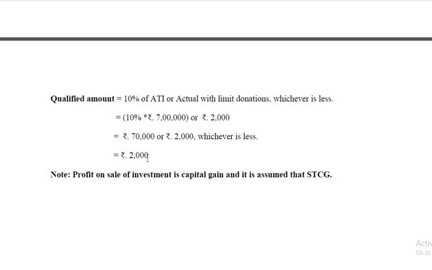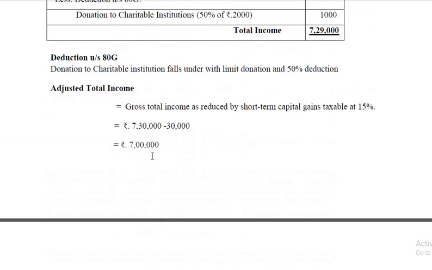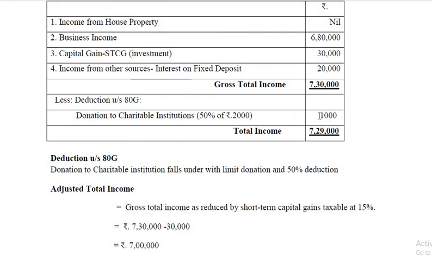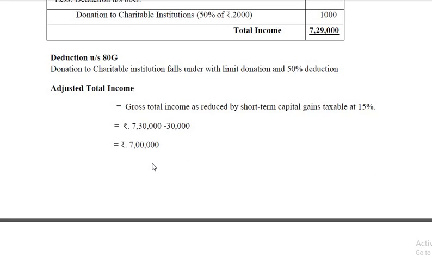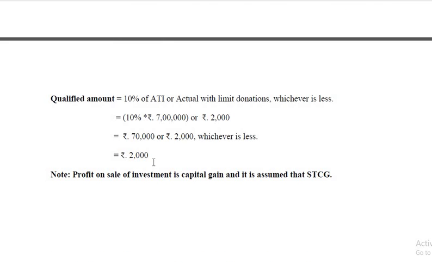One part you have completed. Now, what is the rate of deduction? 100% or 50%? 50%. 50% of 2,000 is nothing but 1,000. That is the deduction under 80G. So the total income or taxable income after deducting 80G is 7,29,000. In this problem, you are asked to calculate just total income. You are not asked to calculate the tax liability.